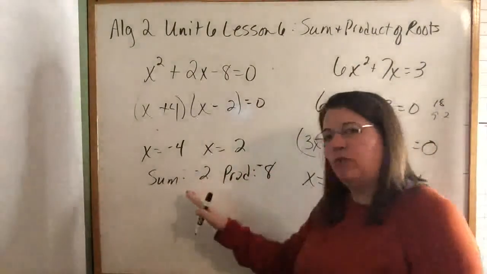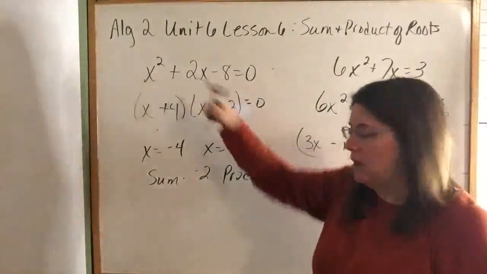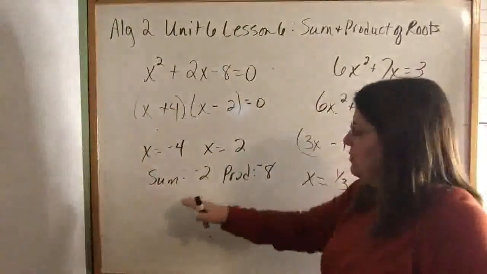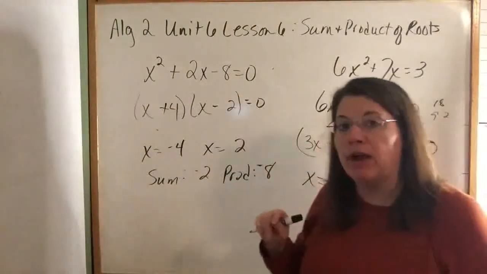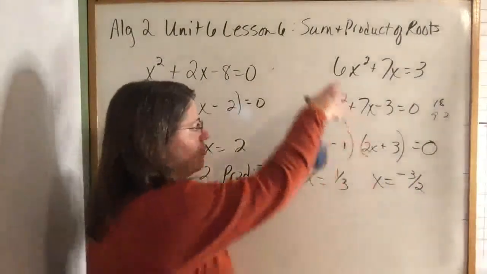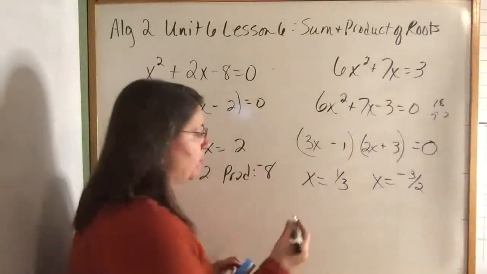Okay, now look at this relationship. The sum is -2 and the product is -8. So this leads me to a formula that we can use to rewrite our quadratic equations. Let's look over here. I could work backwards to get the quadratic equation, but I'm going to try to use the sum and product thing here.